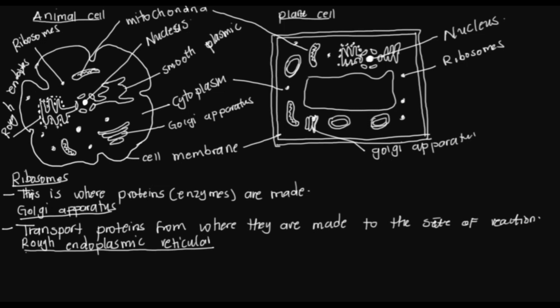The function of rough endoplasmic reticulum is where the proteins are made and also transported. So this one has two functions. The first one is to make the proteins and also transport them. So you can say this is where proteins are made and transported.